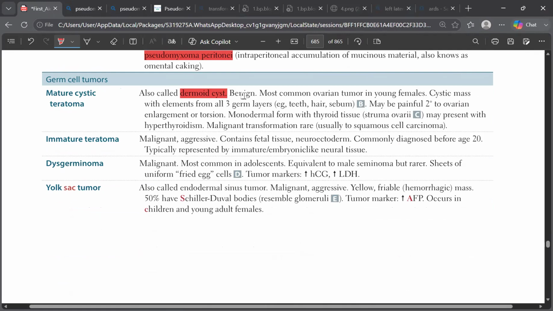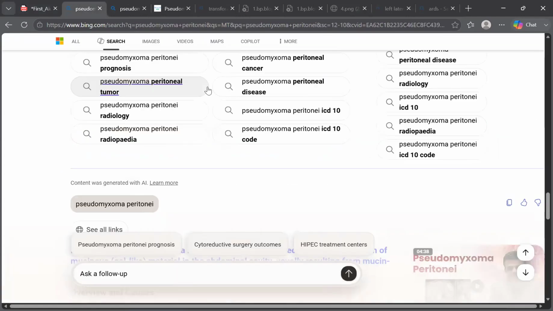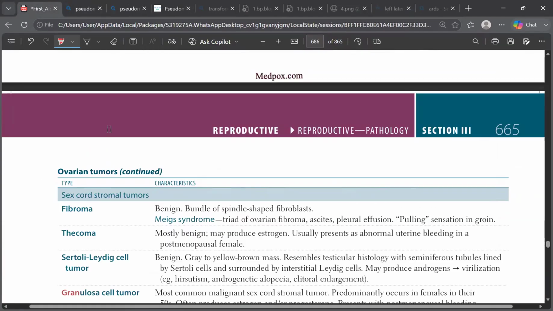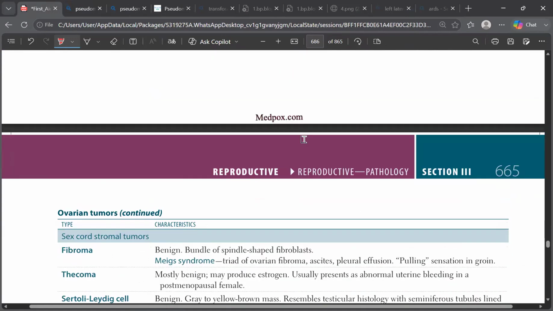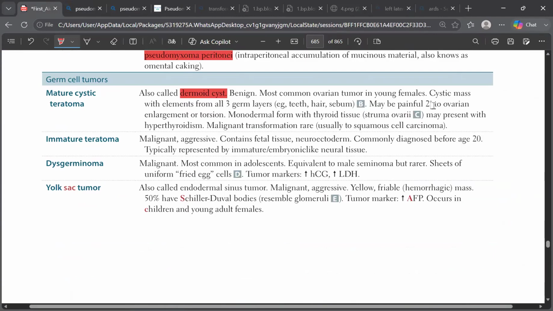So there's a lot of information in these lines, primarily being that a mature cystic teratoma is called a dermoid cyst and it is benign. It rarely becomes malignant, and even if it is malignant, it develops into squamous cell carcinoma. And it has elements from all three germ layers. Let's first see the diagram here. So this is a teratoma. It has hair, skin, teeth, sebum, different tissues that can arise. And it may be painful secondary to ovarian enlargement or torsion, and it has a monodermal form with thyroid tissue, which is known as struma ovarii.